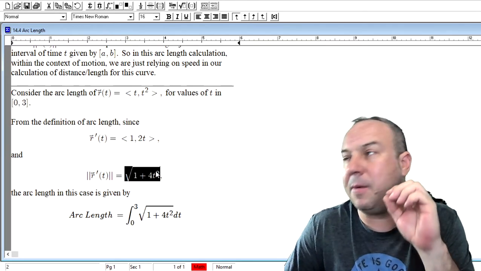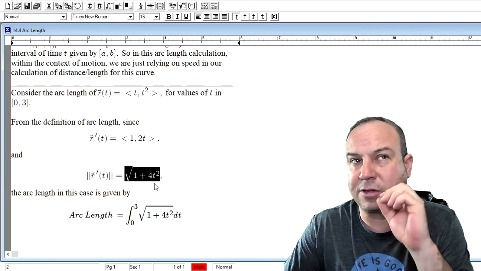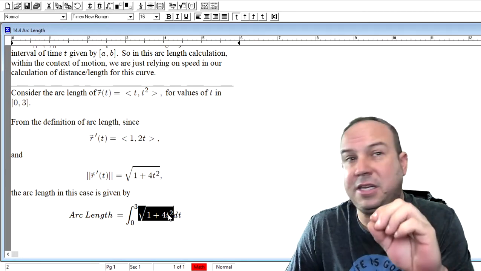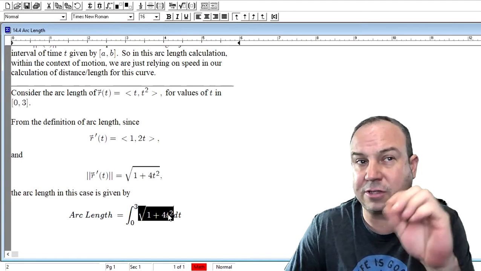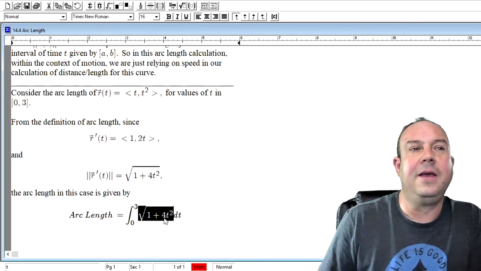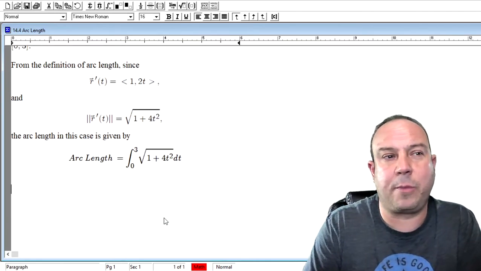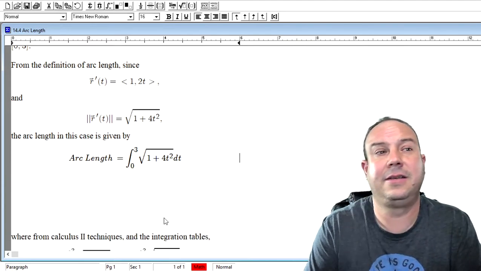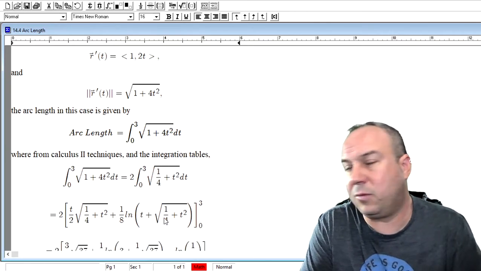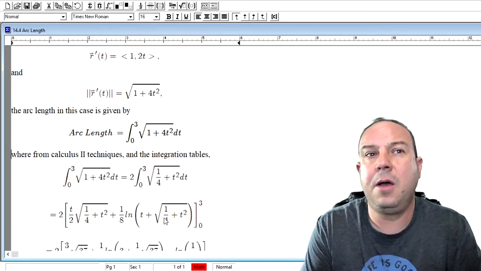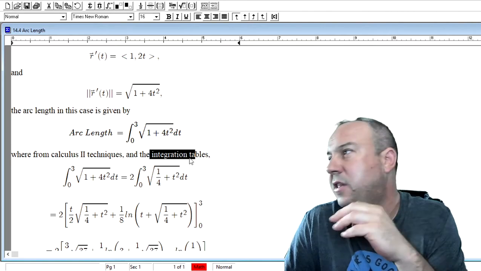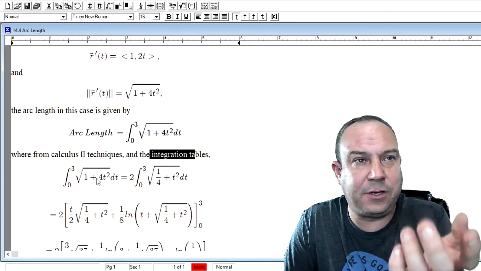What would be then the magnitude description along this curve at any given value? The magnitude of r bar prime of t for any given location along this curve is given by the square root of 1 plus 4t squared. Right? Now, how do we get through that integral calculation? We are going to have to go back and rely on some calculus 2 techniques. Where we can either consider the technique of trigonometric substitution, but we can also consider just a quick little rewrite on this, and perhaps look into the integration tables. And in fact, that is what I do here.